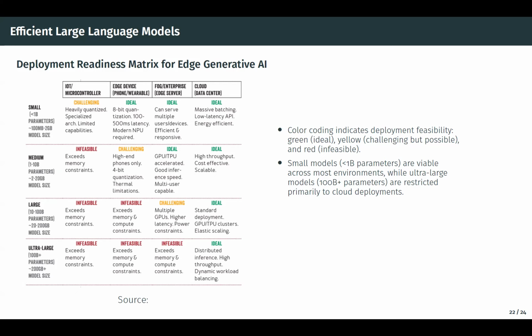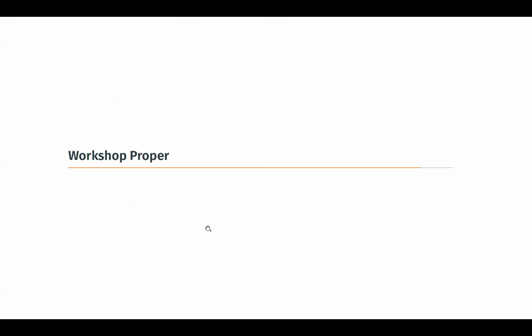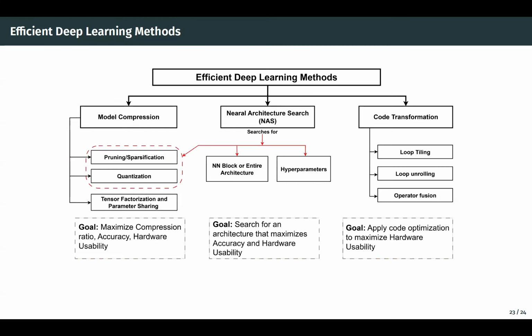So yeah, you get a sense of what we are dealing with here. By remembering these billions of parameters, you have a good sense of what kind of devices you can deploy on. So if we give a summary of the overall workshop here.